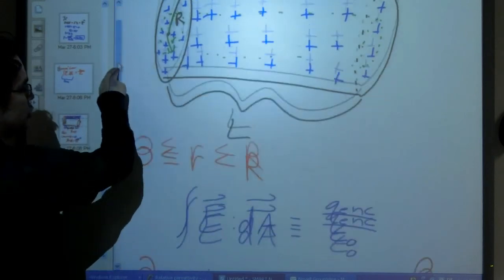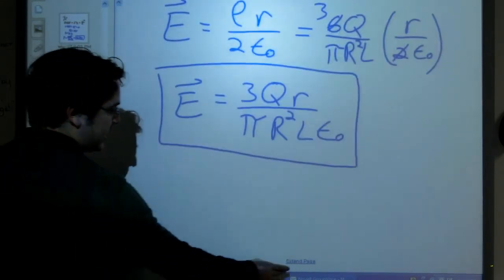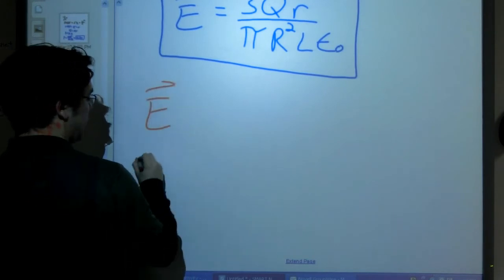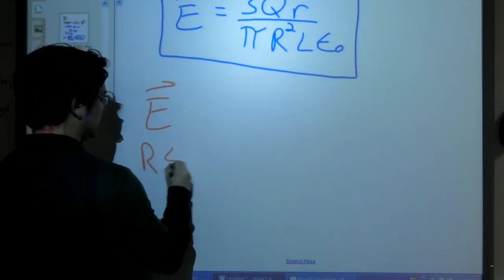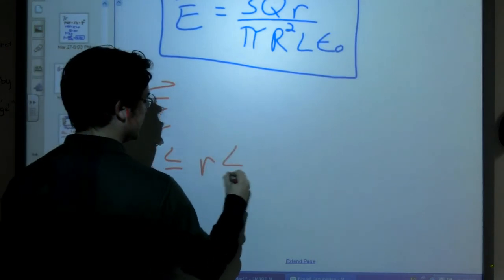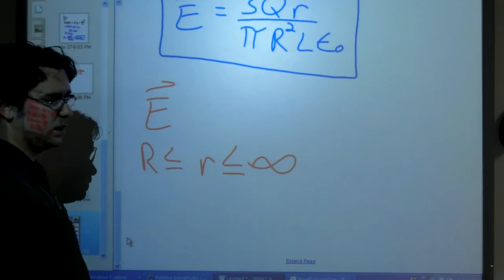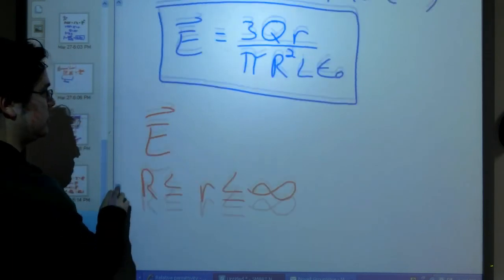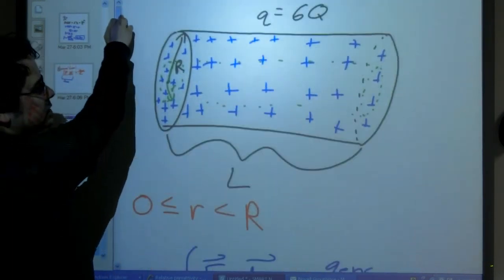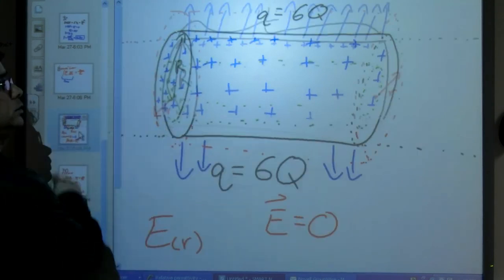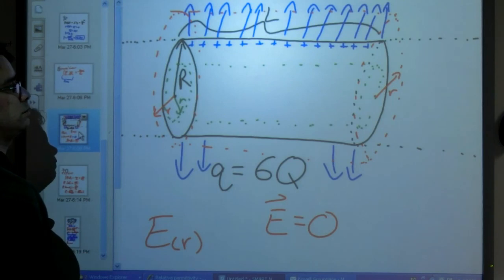Now I'll leave it to you to find the electric field outside this, because again it's piecewise. The electric field from capital R less than or equal to little r less than or equal to infinity. You may not have to do that much. Remember, when you get outside this cylinder, the total charge enclosed is 6Q. How does that compare to when you were outside this cylinder?